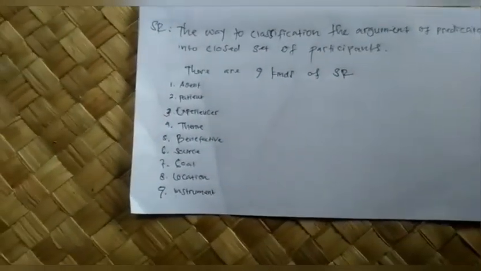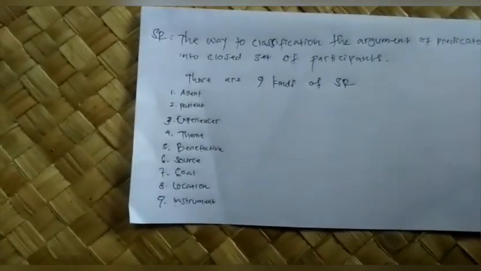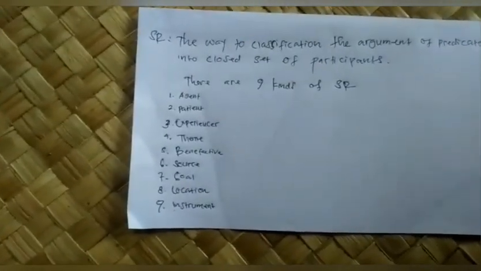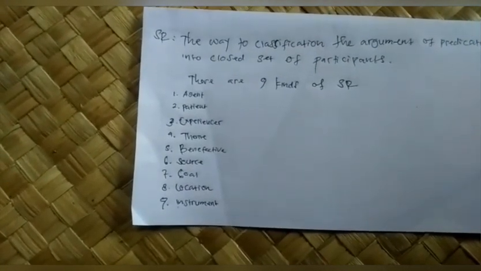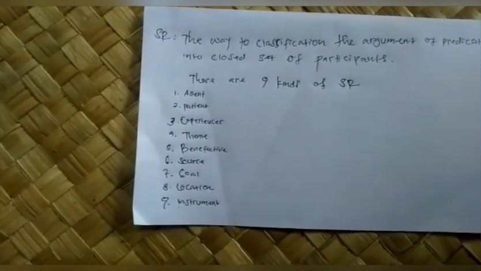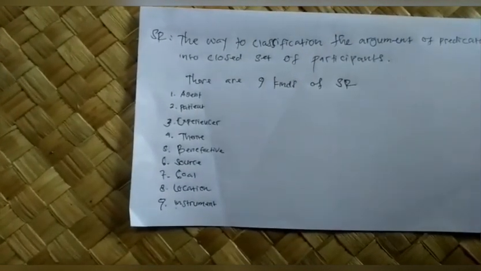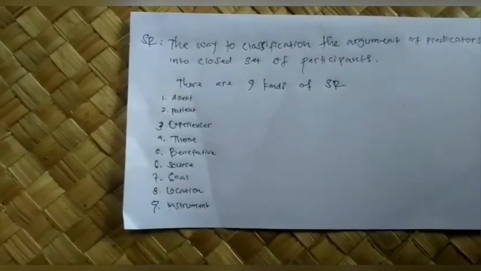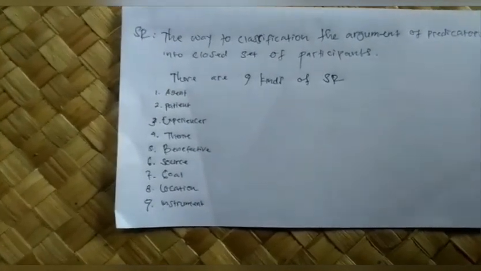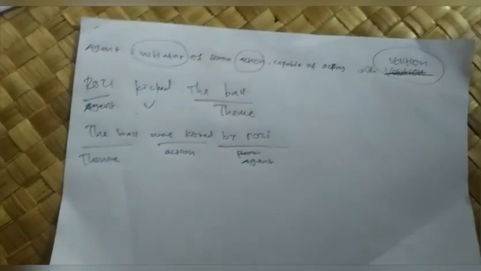And there are 9 kinds of semantic roles. The first one is agent, the second is patient, third experiencer, fourth theme, fifth benefactive, sixth source, seventh goal, eighth location, ninth instrument. Okay, we continue the explanation.